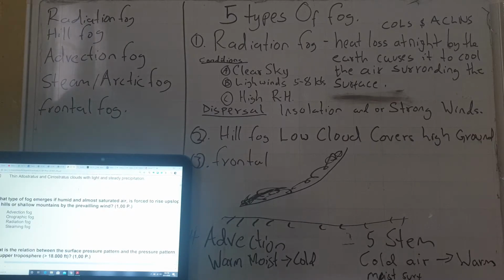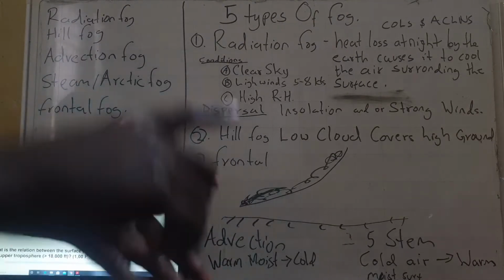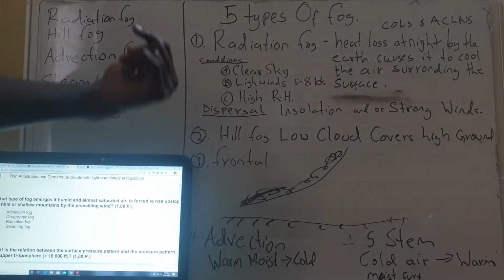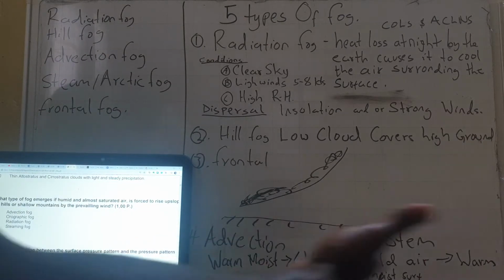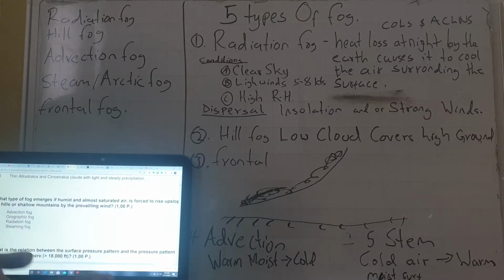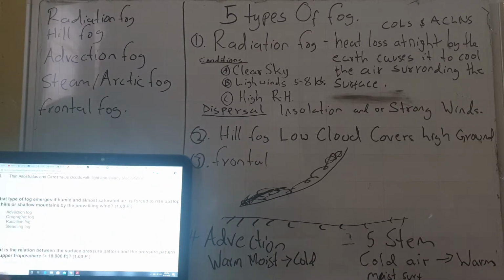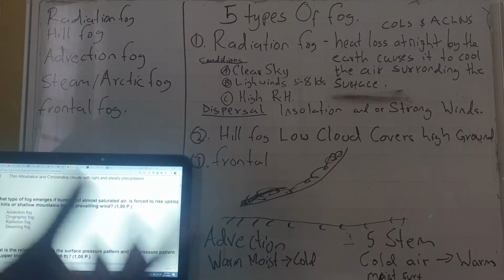Okay, so for fogs, we have 5 types of fog. We have radiation fog, hill fog, advection fog, steam fog, and frontal fog. So just as a summary, the first one, radiation fog, occurs at night because the earth has been taking the heat from the sun. It was being heated by day. Because it's a good conductor, it remains to be so.